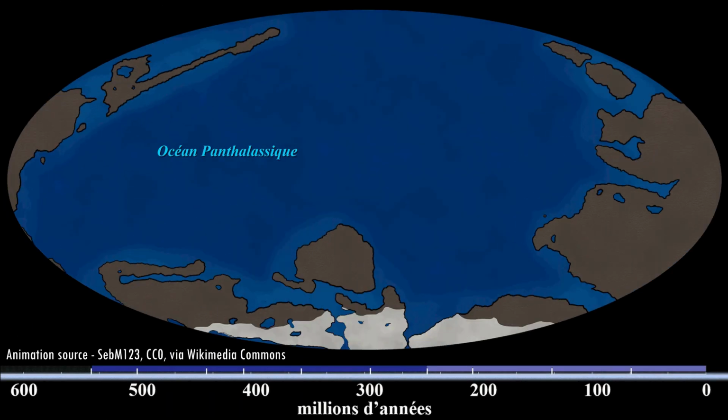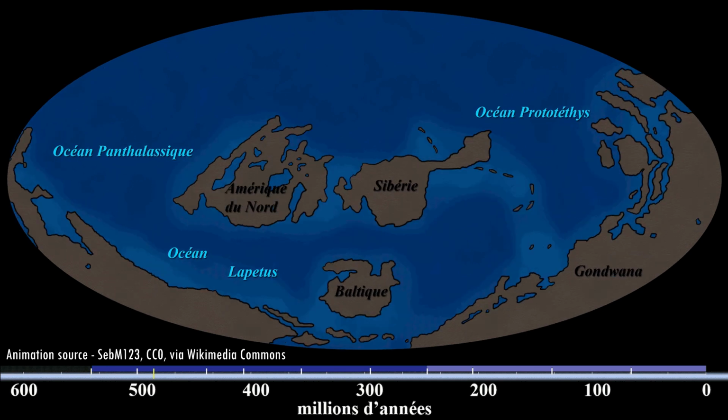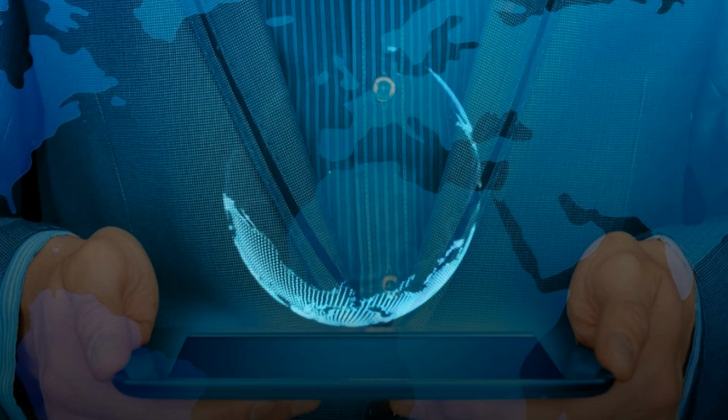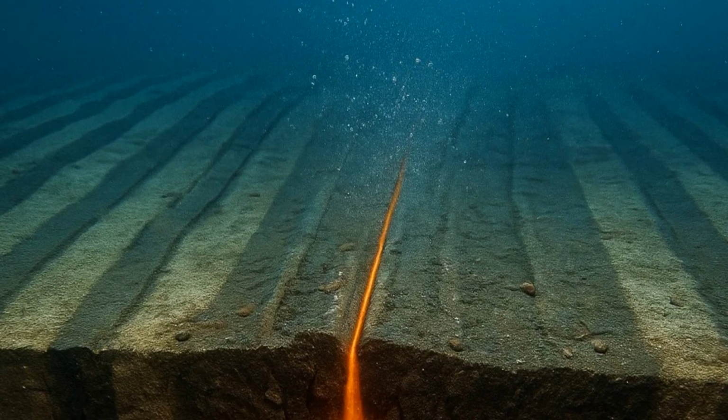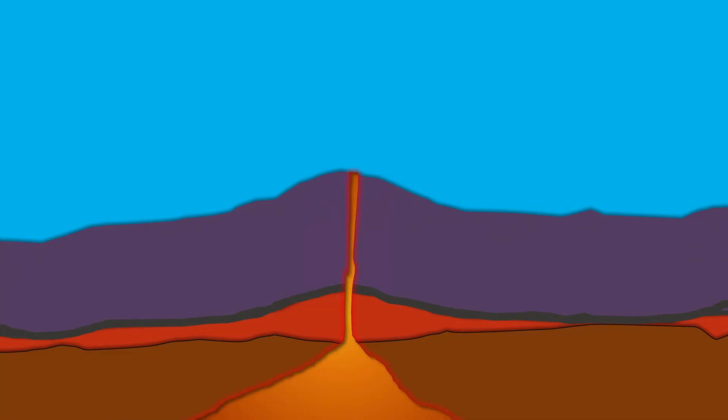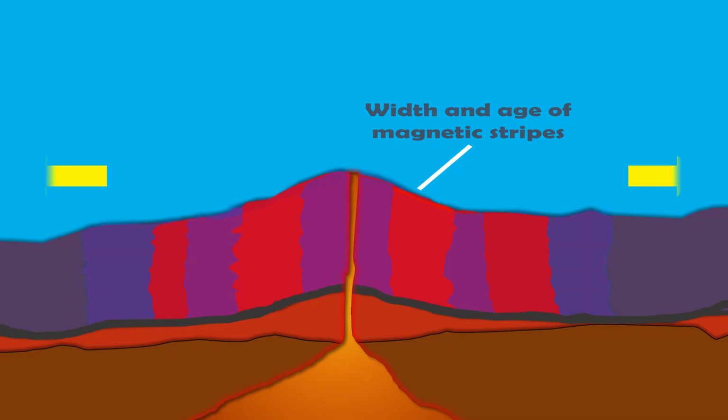Now that we understand why and how tectonic plates move, how do scientists actually measure their motion? There are many ways that scientists use to measure plate motion. One is through paleomagnetic signatures on the ocean floor, which record the magnetic field of the past Earth like a snapshot in time. The width and age of these magnetic stripes tell us exactly how fast the seafloor has been spreading.